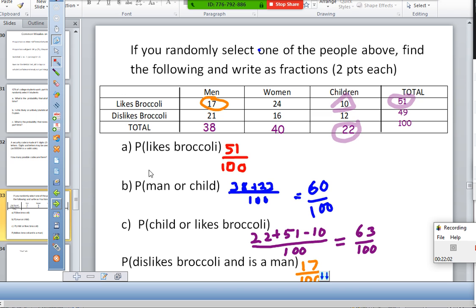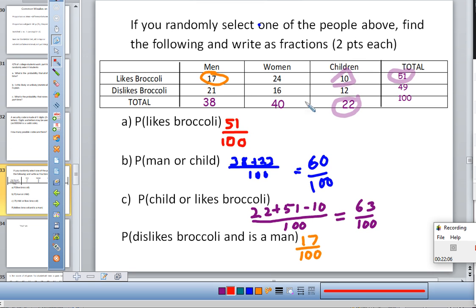This one, you have your totals, so hopefully you put your totals in there. And then broccoli, 51 people like broccoli, so 15 out of 100.